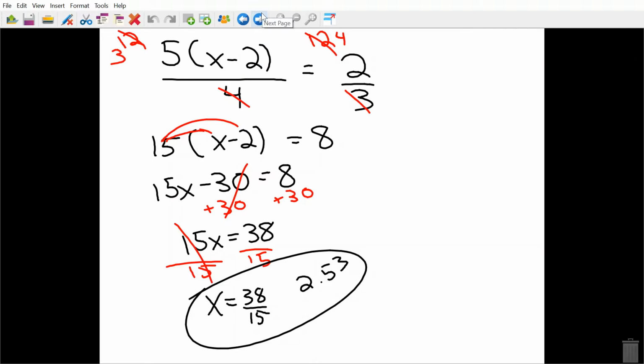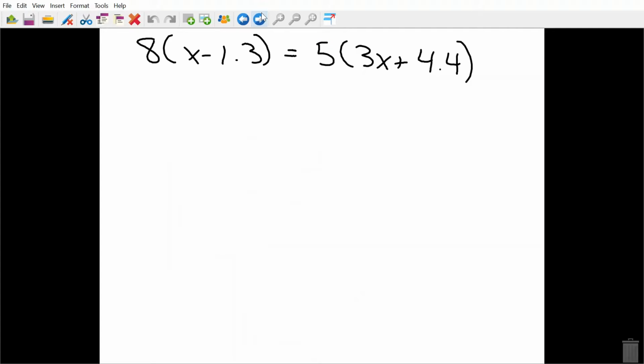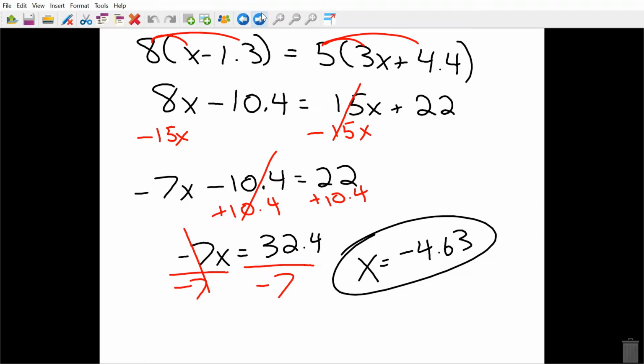Next question. 8 times x minus 1.3 equals 5 times 3x plus 4.4. Give it a try. The answer is negative 4.63. First step is to distribute on both sides to get rid of the brackets. Then we are going to subtract 15x from both sides to get all our x's together. Then we'll add the 10.4 to help get the x by itself. Finally divide by negative 7, and we are done.